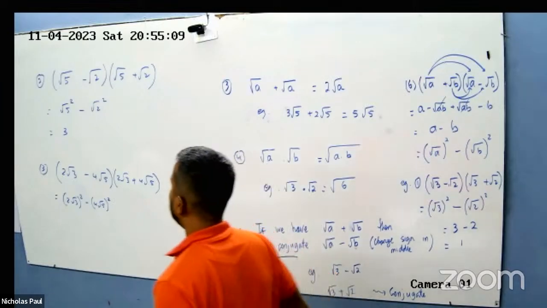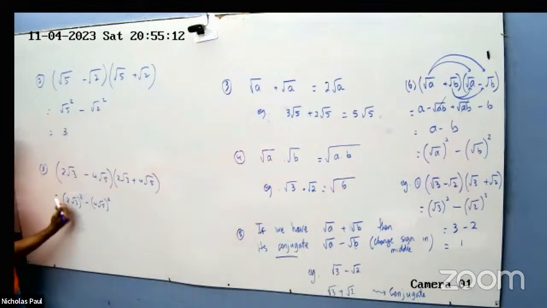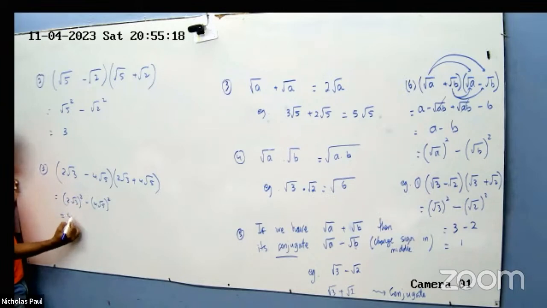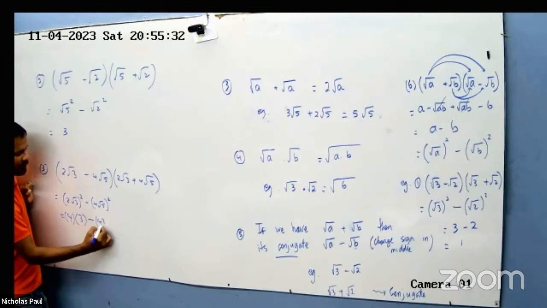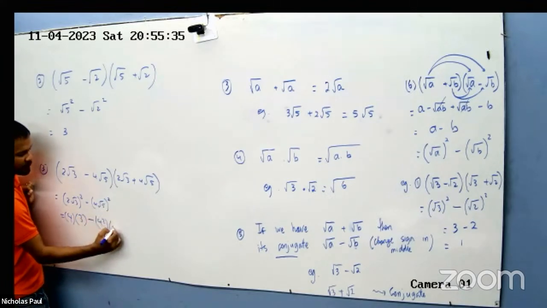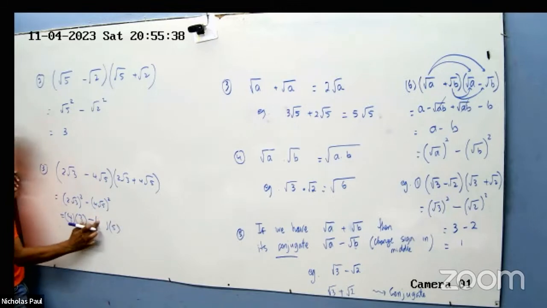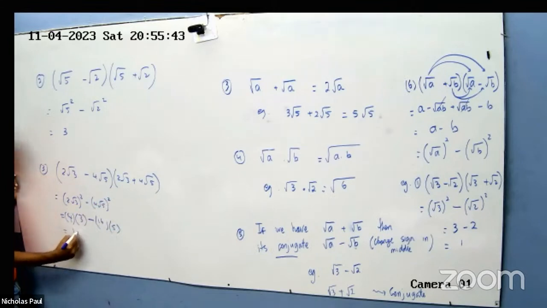Right, let's go. So what does 2 root 3 squared mean? It means 2 squared, which is 4, times root 3 squared, which is 3. That's all. 4 root 5 is 4 squared by root 5 squared, which is 5. So 16 times 5. This is 12, this one is 80. So you get minus 68.